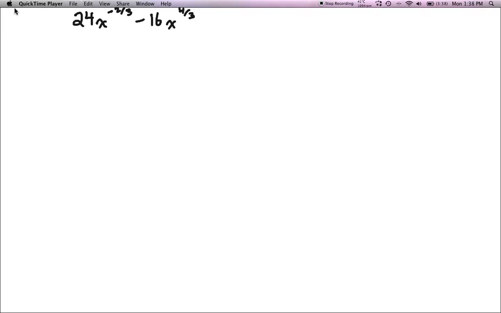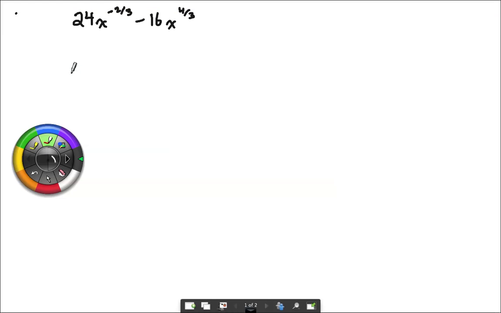Several people are having difficulty with rational exponents and factoring, so I just wanted to show you a quick little example. For instance, this is a nice little short binomial, and you start with the numbers like normal, greatest common factor of 24 and 16, and you'll find that that would be 8. And then you look at the two variables, which in this case are x, and you pick the smaller of the exponents.